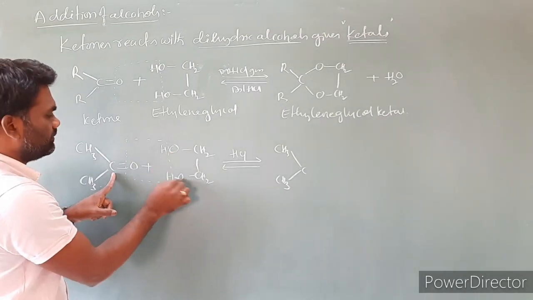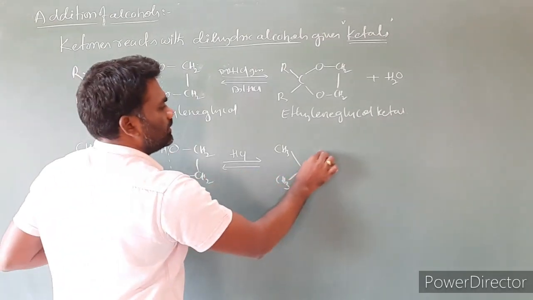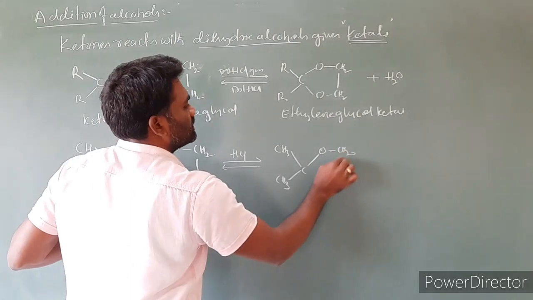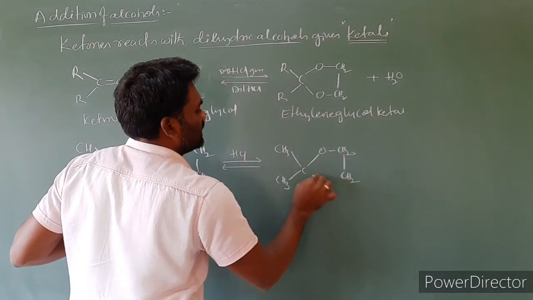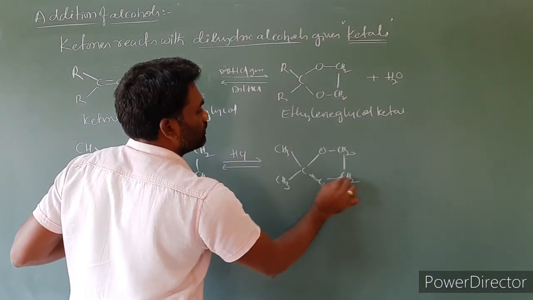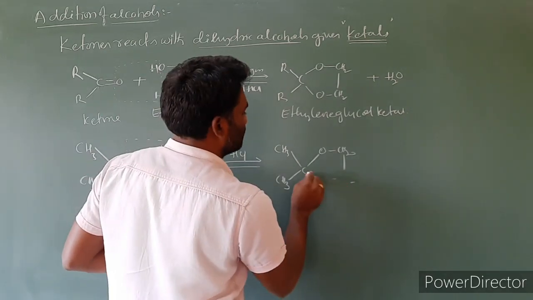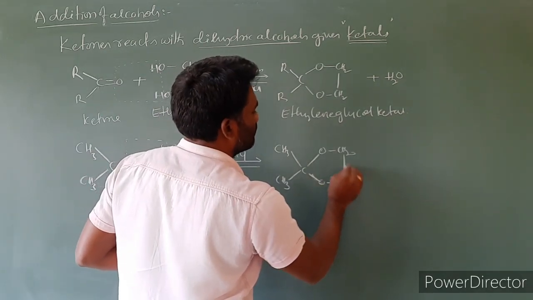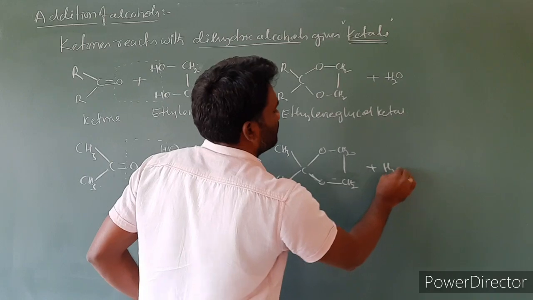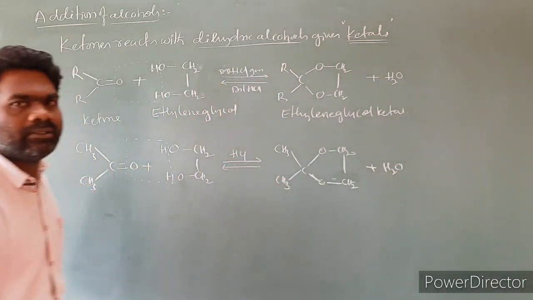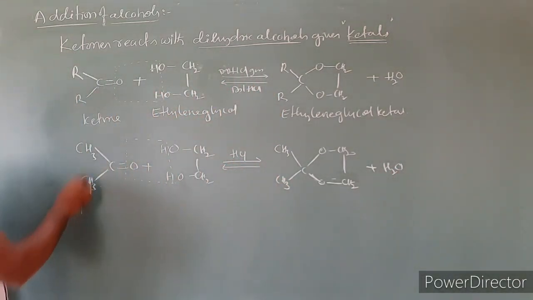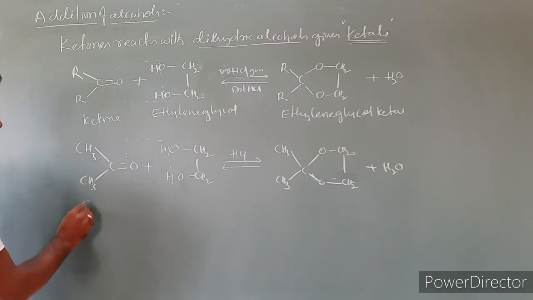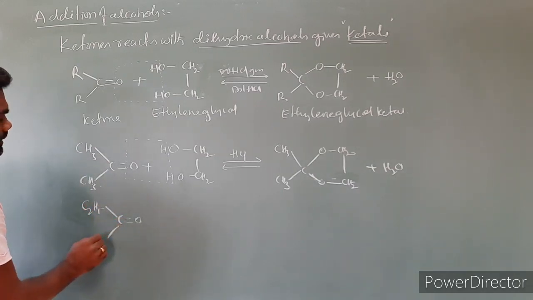This oxygen we have to attach to this carbon. Then O, CH2, CH2O, plus H2O. So this is the product formed in the reaction. You can also change the alkyl groups. What alkyl group am I taking? C2H5, the ethyl group I'm taking. This also C2H5.